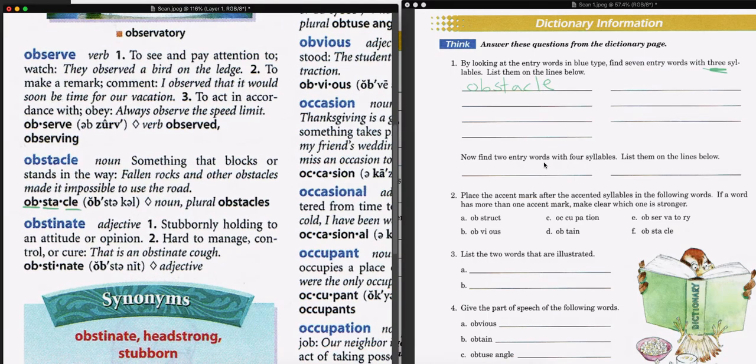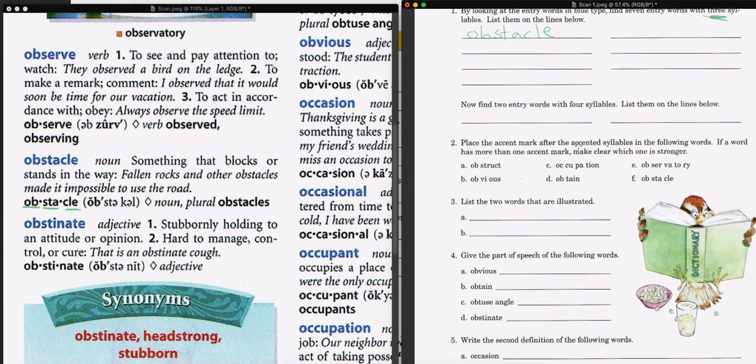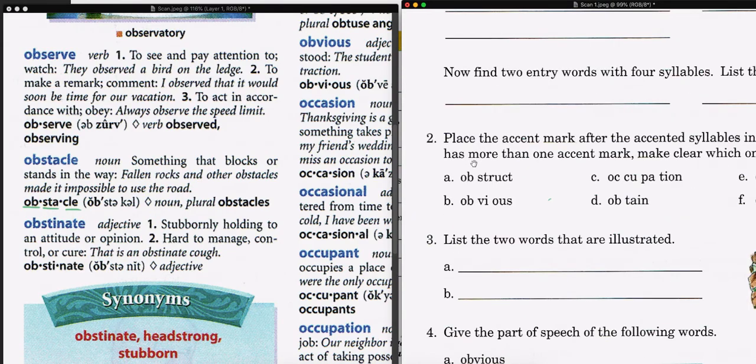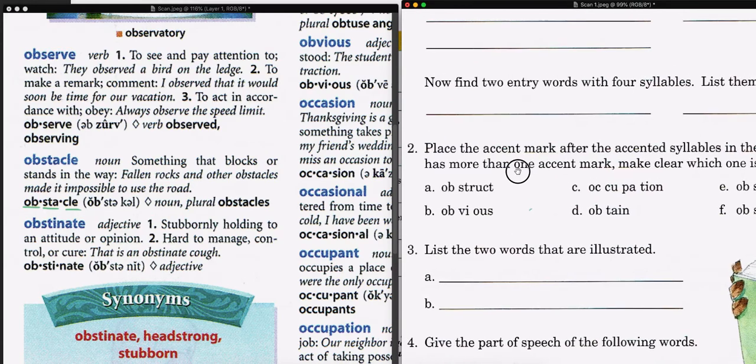All right. And this next one is now find 2 entry words with 4 syllables. List them on the lines below. All right. So look for ones that have 4 syllables. Number 2, place the accent mark after the accented syllables in the following words. If a word has more than 1 accent mark, make clear which one is stronger. So this part I have to explain to you a little bit more. We haven't really gone over accent marks. So let me just do it here.